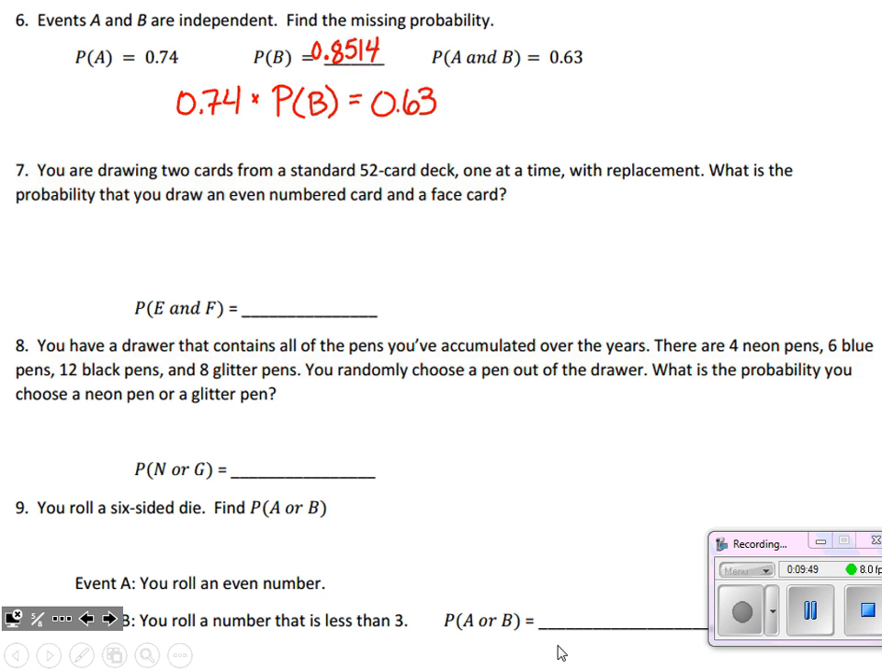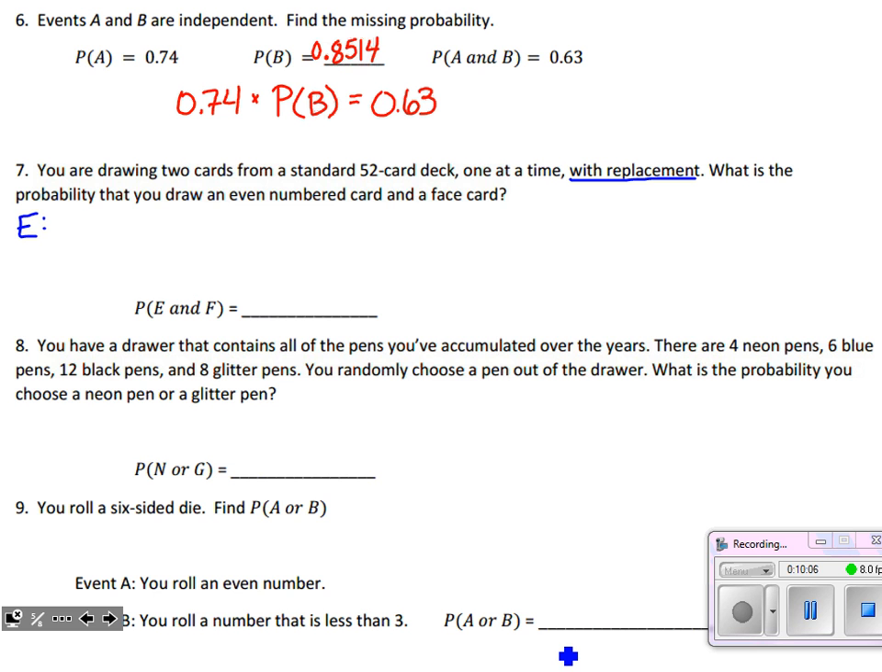All right, for the next one, you're drawing 2 cards from a standard 52-card deck, one at a time, with replacement. Okay, so now we're putting that card back after we make the first draw. What's the probability you draw an even numbered card and a face card? Well, let's think about our evens.